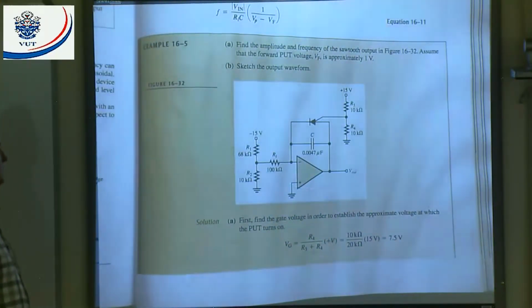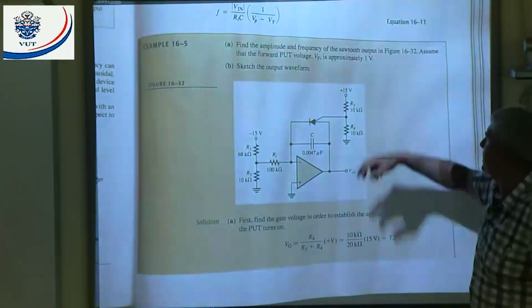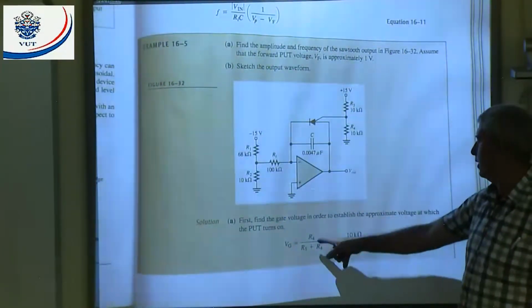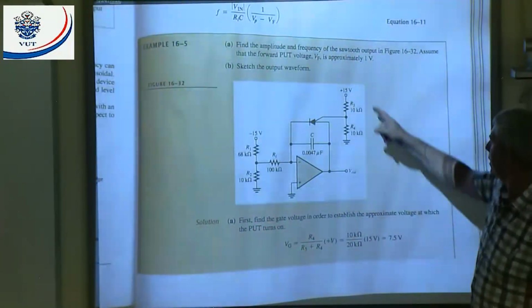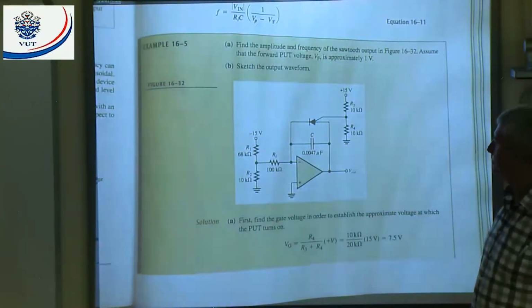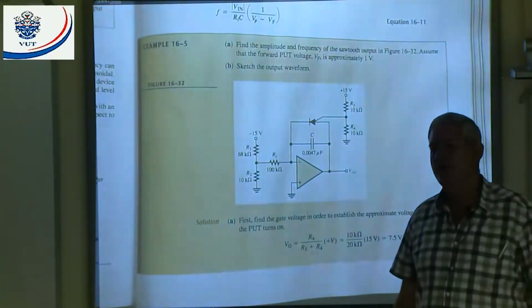All right, they say first find the gate voltage in order to establish the approximate voltage at which the PUT turns on. What do we got here? We got a voltage divider there, 10K and 10K. That means we want the voltage across R4. That's why it's R4 over R3 plus R4 times 15. It will give me 7.5 volts. That means the voltage on the gate of the PUT is 7.5 volts.